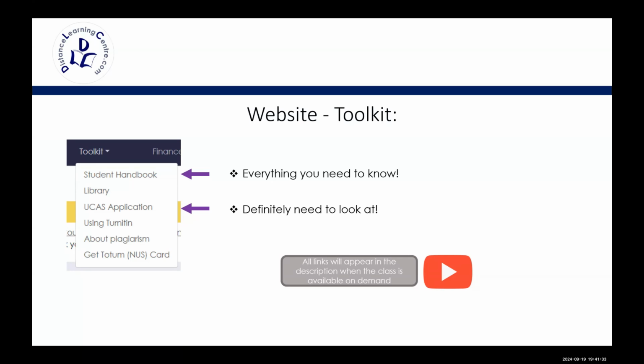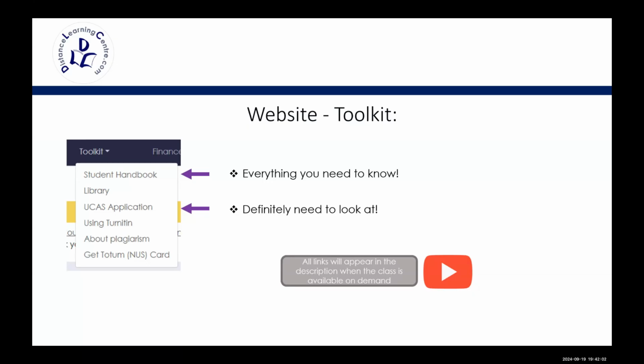Just mentioning that bit about copying from other places, that's known as plagiarism. So please have a look at that section as well that talks about plagiarism. It's worth having a look in there just to make yourself familiar with what the rules are, as well as the Totem NUS card, which can get you discounts on things. So go and have a look in there as well. That's definitely worth it.